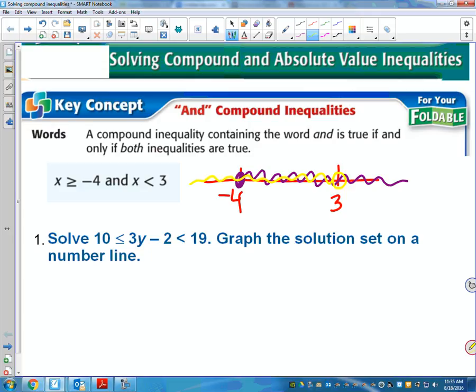So for the most part, people remember you just shade in the middle. So they mark like -4 to 3, and they shade in the middle. So your solution is really just that part in the middle. Like they both have to be true, happen at the same time.